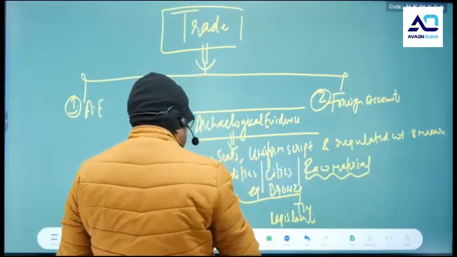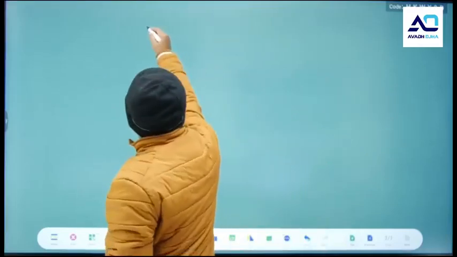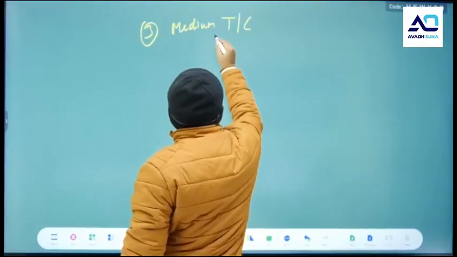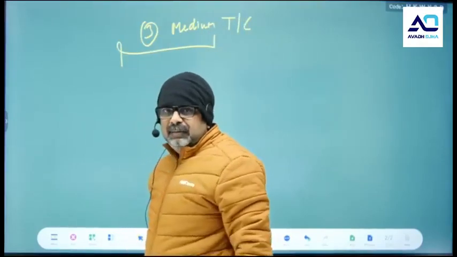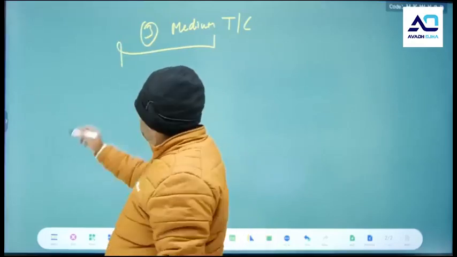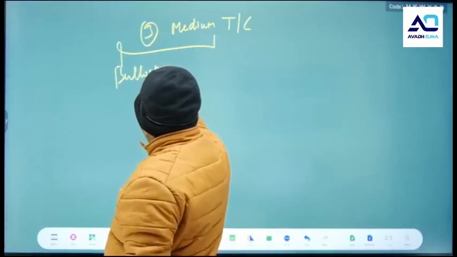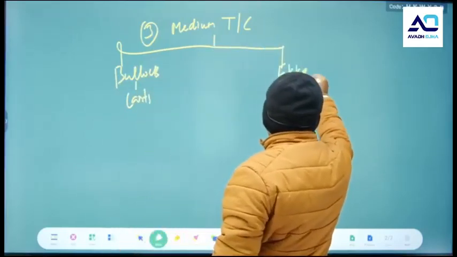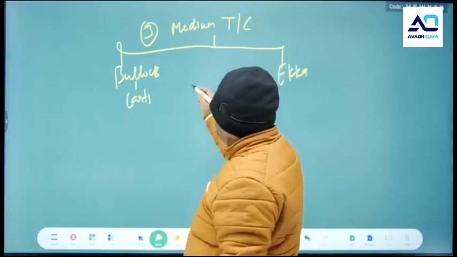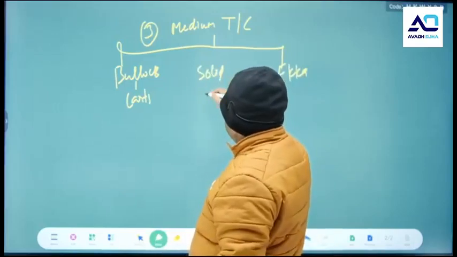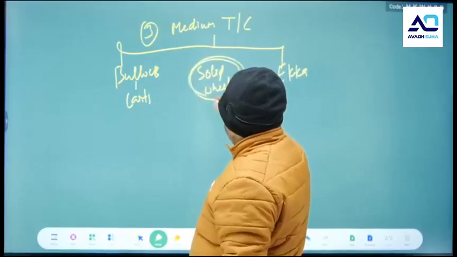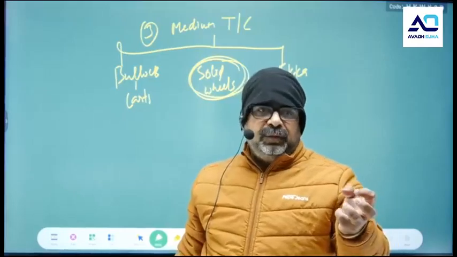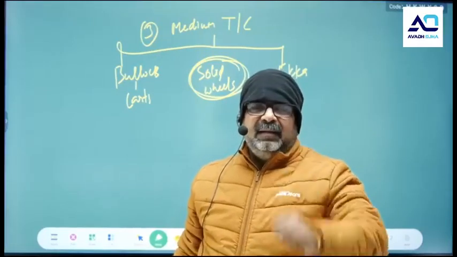Third, medium of transport and communication. Bullock carts, which is clear by the terracotta figurines. Something like ekka. Use of solid wheels. Harappans did not know the use of spoked wheels, solid. So we see the terracotta figurines of bullock carts. Something like ekka.